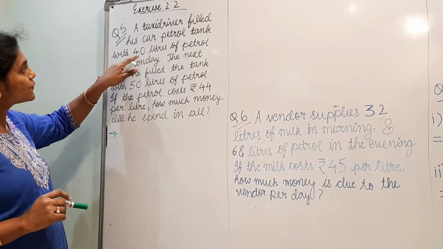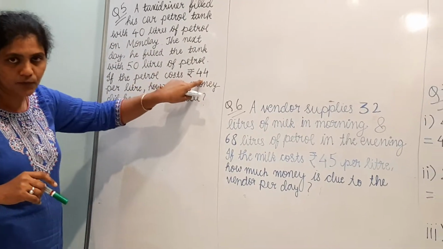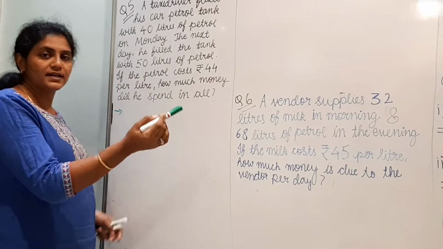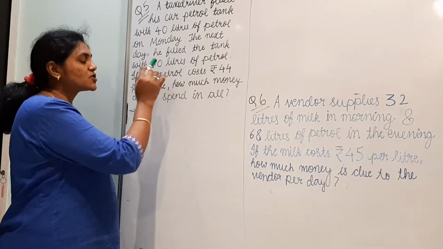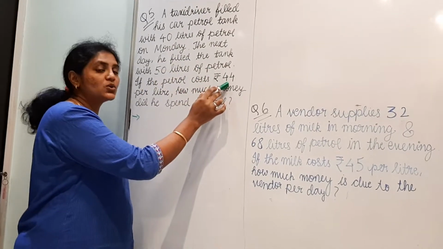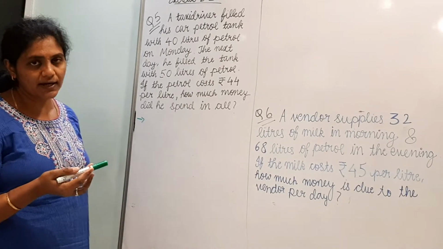So you know the cost of 1 liter is rupees 44. So the cost of 40 liters will be 40 into 44. Similarly, the cost of 1 liter is 44. The cost of 50 liters will be how much? 50 into 44. And then you have to add it.